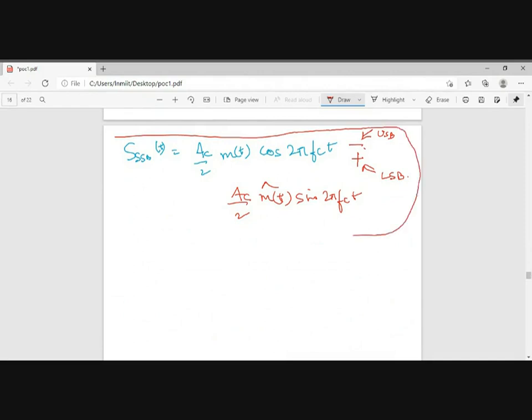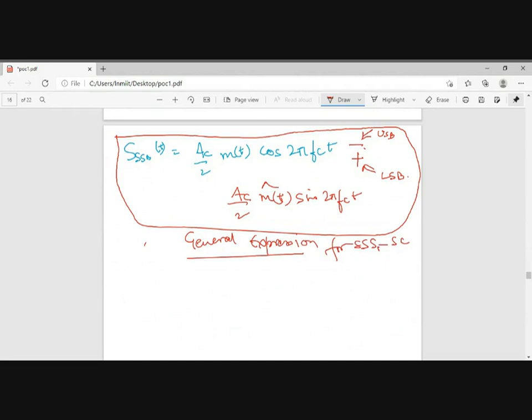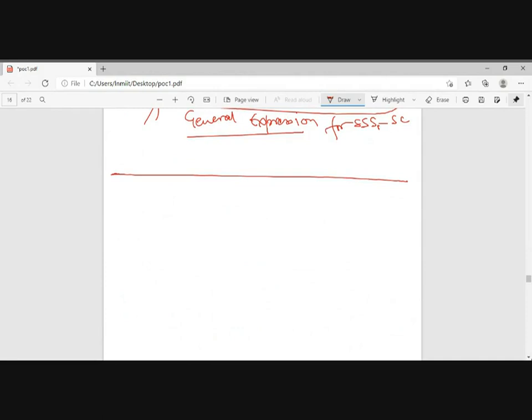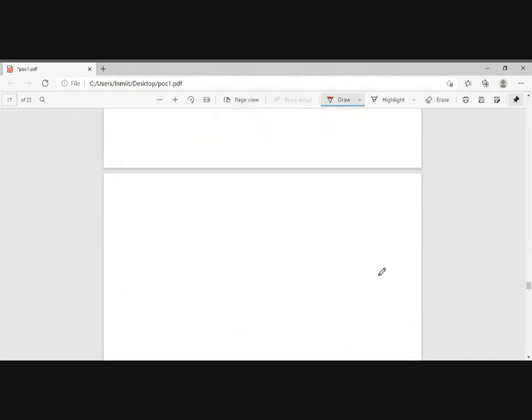Whenever a question comes in the examination to find the general expression for SSB-SC, you have to derive this. Okay, so let's take a numerical and then end this session.